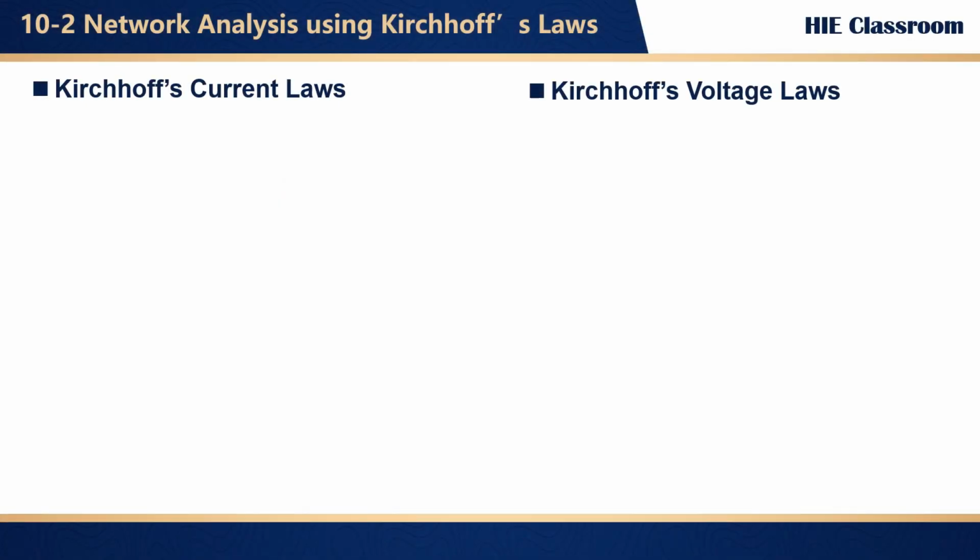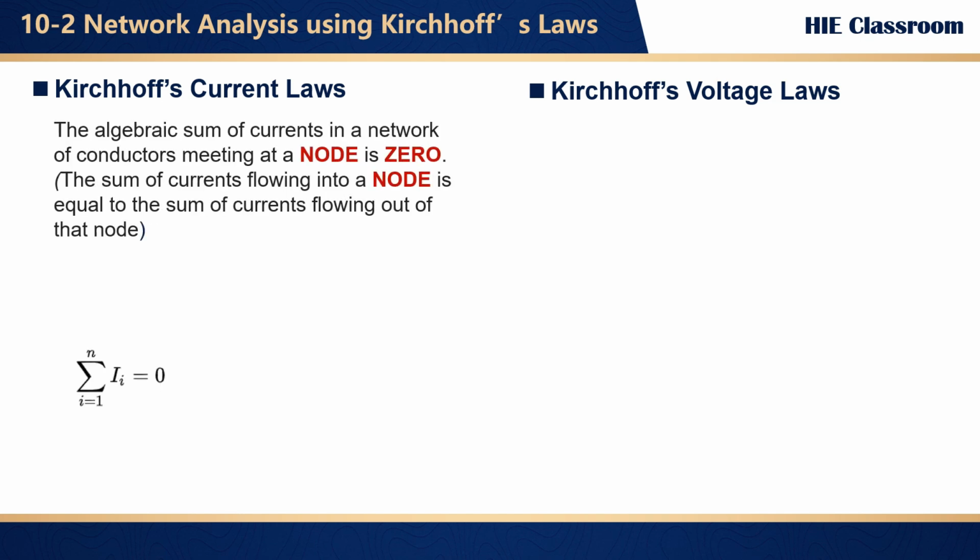Okay, let's break down Kirchhoff's laws in a simple way. These are like the golden rules for how electricity moves in circuits. We've got two main ideas to cover, one about current and one about voltage. First, Kirchhoff's current law: the algebraic sum of currents in a network of conductors meeting at a node is zero.